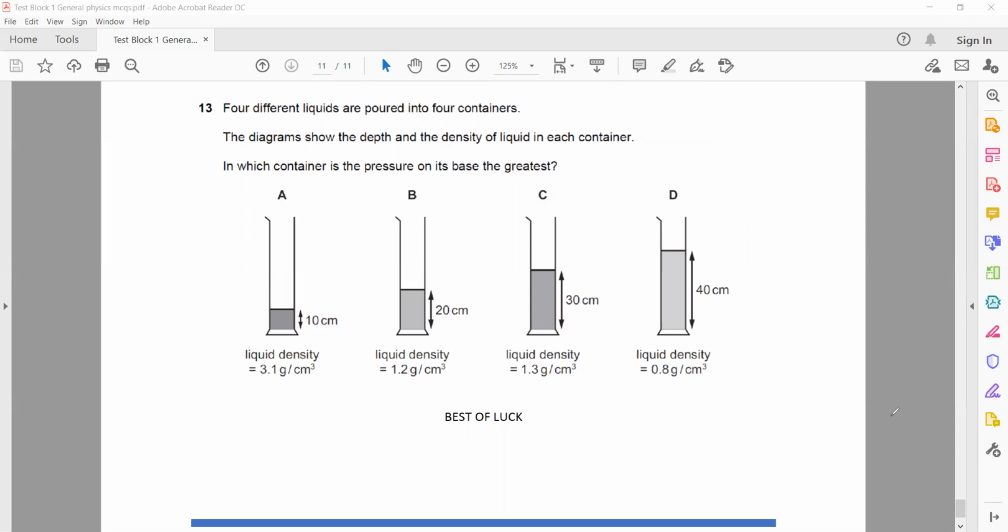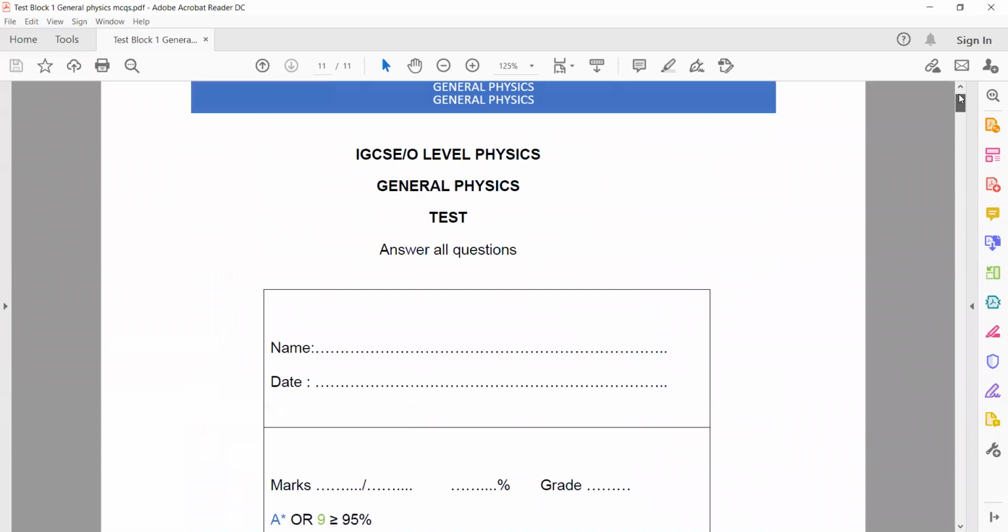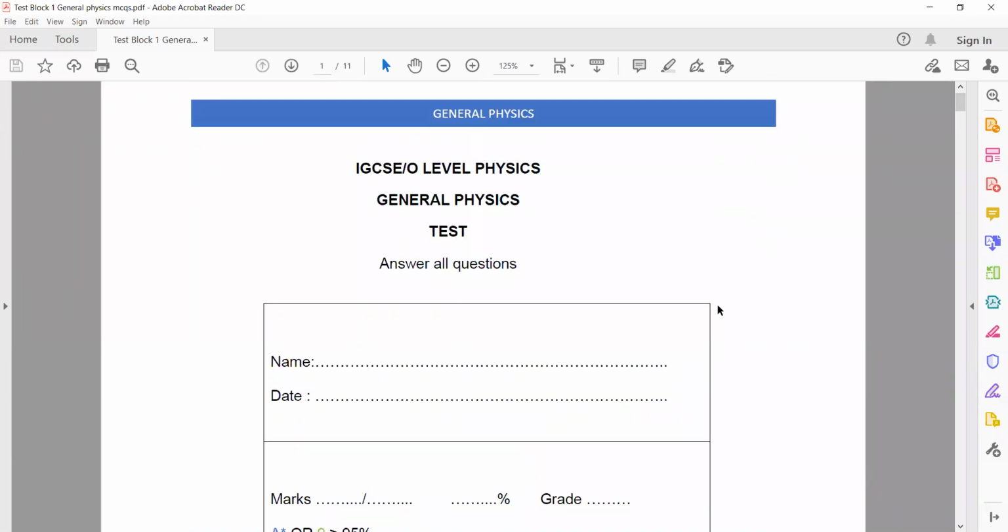So these are the questions related to the test which I conducted related to block 1, general physics MCQs. If you still have doubts, you can just mention them and I will re-explain that question.